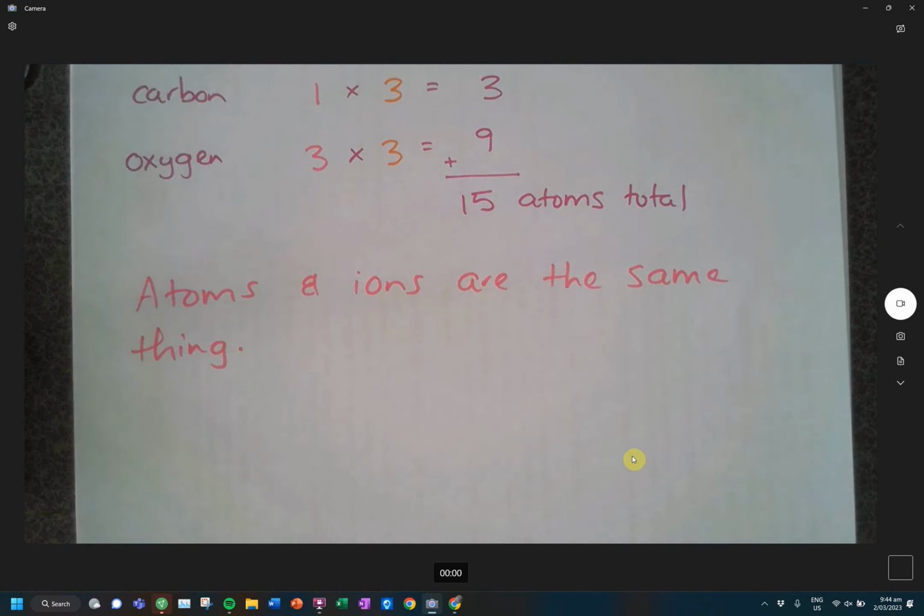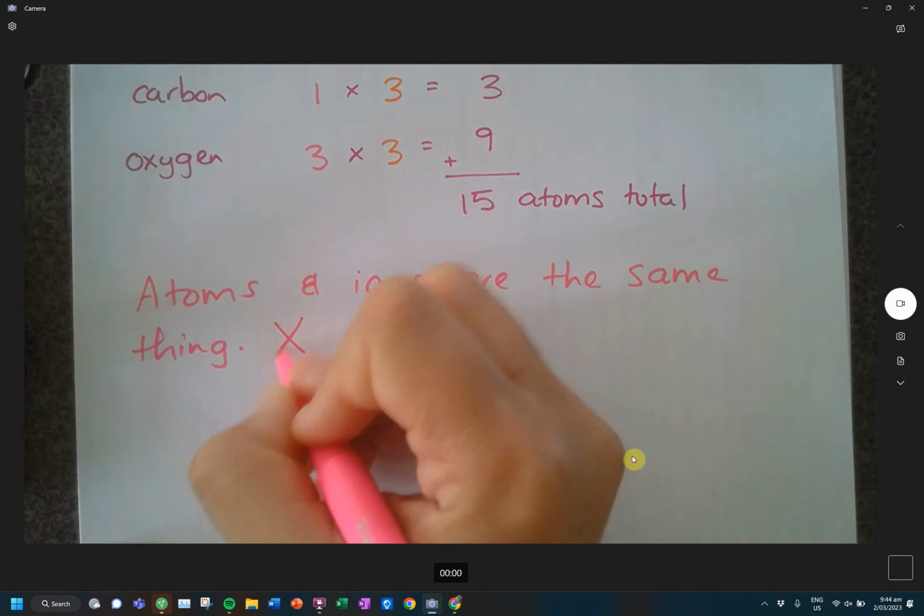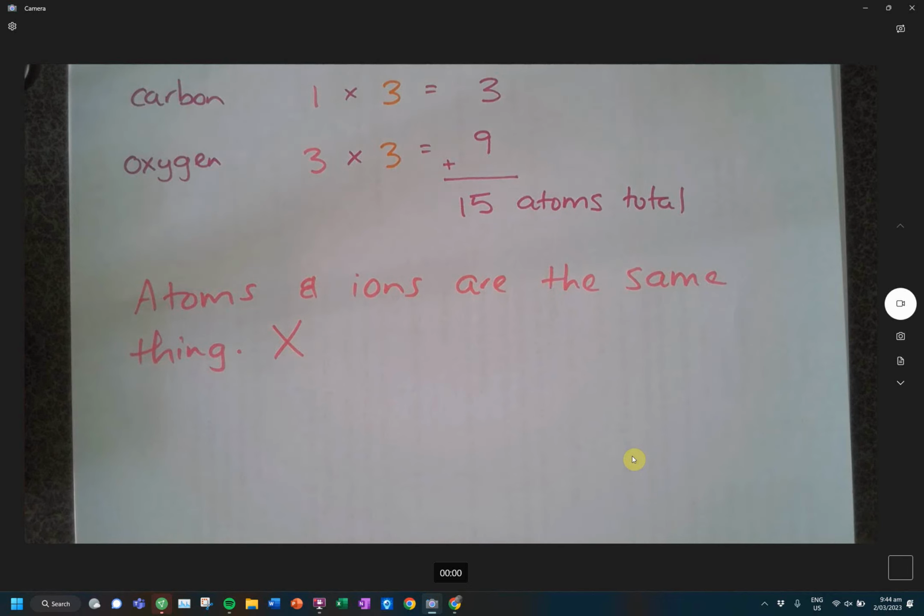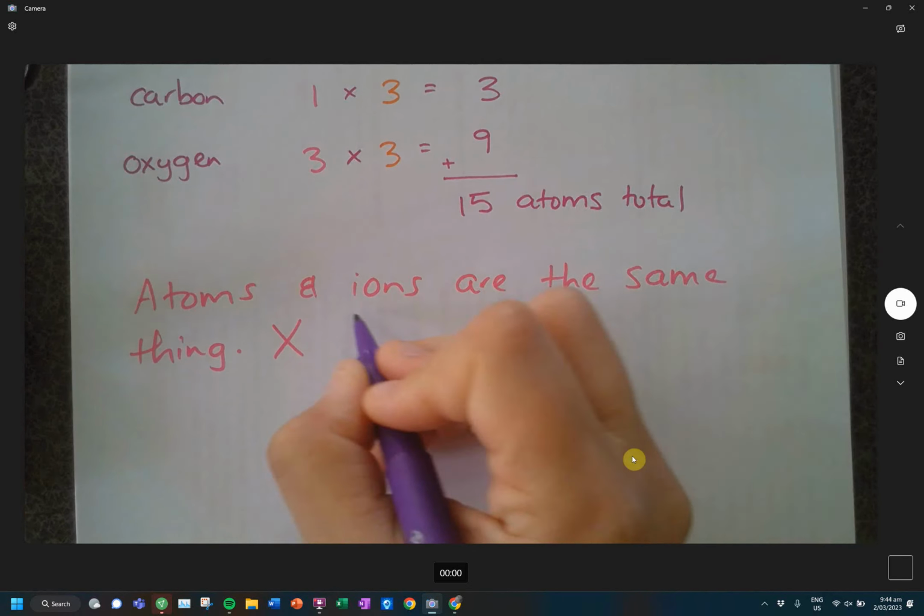Thumbs up if you think that's true. Nice and high. Up in the air. Thumbs down if you think that's false. You are right. It is false. So that is not true. They are different things. When we are talking about ions, we are talking about atoms that have gained or lost electrons to become stable.